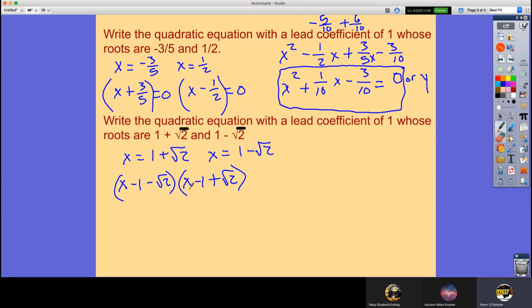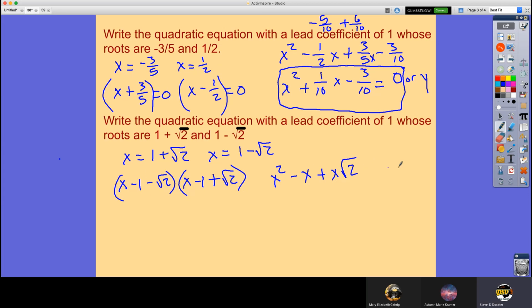Okay, now a big thing with this one, because it's a much bigger foiling problem, it's very important to stay organized. What I like to do is, first of all, I'll take the first term in the first one and multiply it by everything in the second one. So x times x gives us an x squared. X times negative 1 is a negative x. X times square root of 2 would be a positive x square root of 2.